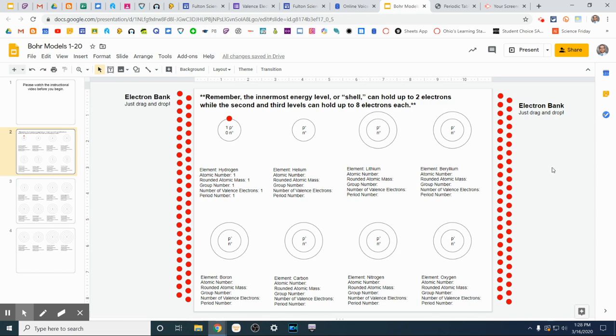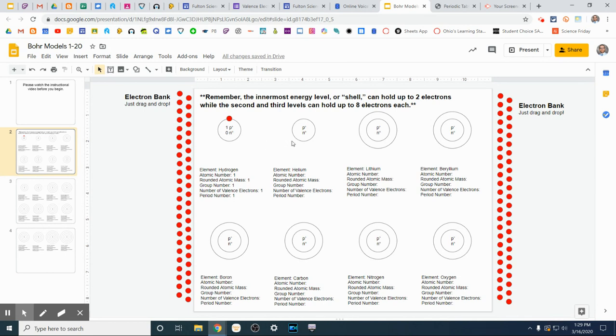This video is going to walk you through how to complete your Bohr model diagrams for elements number 1 through 20. I've written a tip up here to remind you that the energy levels and how many electrons they can hold is a little different. For example, the first energy level, the innermost energy level, the shell closest to the nucleus, can hold 2 electrons. And then the second and third levels can hold up to 8 electrons each.